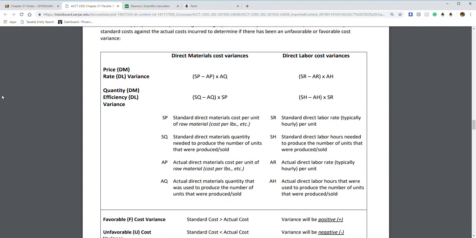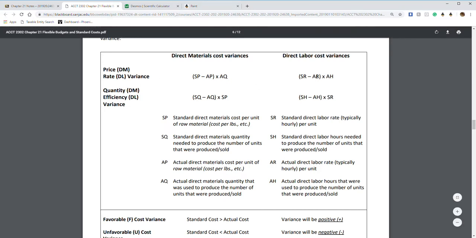From there, we do have certain formulas. And this chart right here helps with the formulas for direct materials and direct labor. Now, an easy way to read is if it's an S, that stands for standard. A stands for actual. Again, here's the legend right here for y'all. So direct materials has a price variance, while direct labor has the rate variance. That's why we have the DM and the DL right over here.